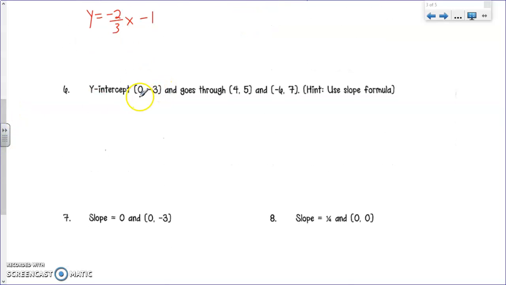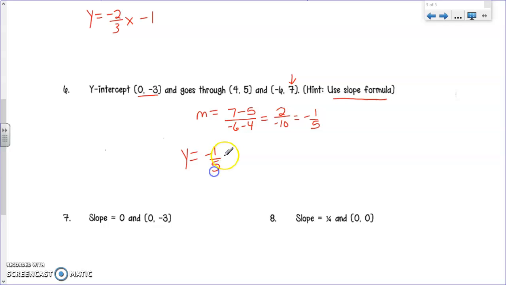Okay, on number 6, we know our y-intercept, and we know 2 points. So we're going to use the slope formula to find our slope. So we have m equals 7 minus 5 over -6 minus 4. Remember, if you start with 7, you have to start with -6. So that's going to give me 2 over -10, which is -1/5. Okay, so our slope's -1/5, and now we know our b, so we're going to have y equals -1/5 x. Our b is -3, so -3. That looks terrible. Let's try that again.